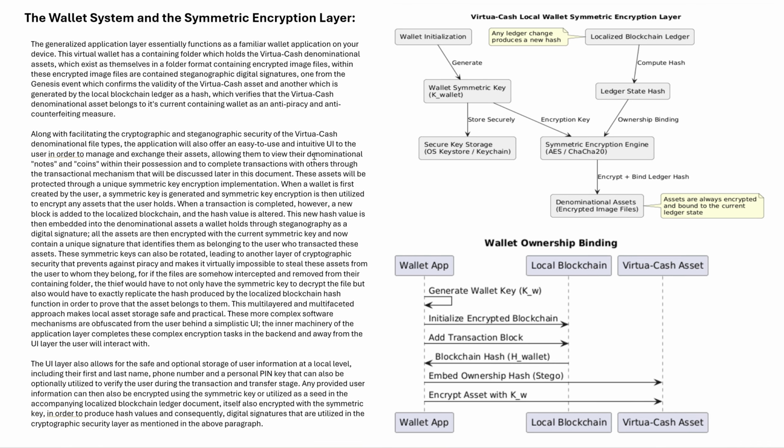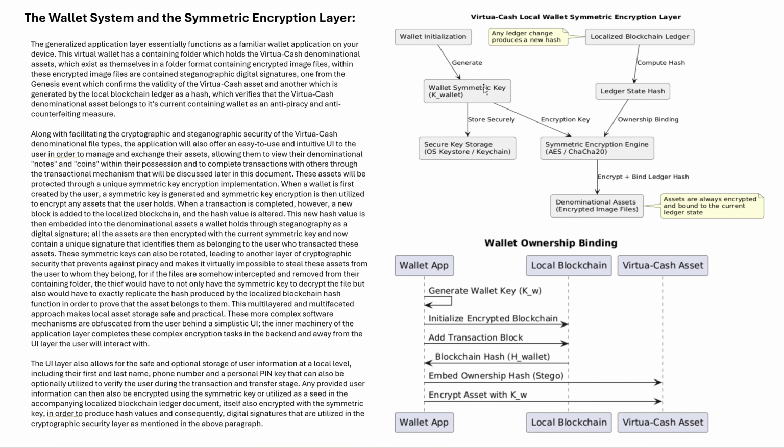So there's a lot going on there. We can look at these diagrams here to get a better idea. So on one side here we have the wallet side, and on the other side we have the blockchain, which is then owned by the wallet. But when the wallet is initialized, this generates a symmetric key. These symmetric keys can also be rotated out at any point in time.